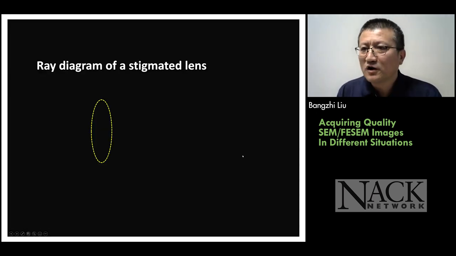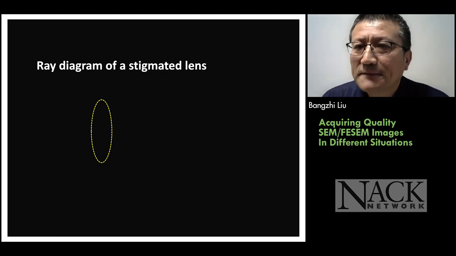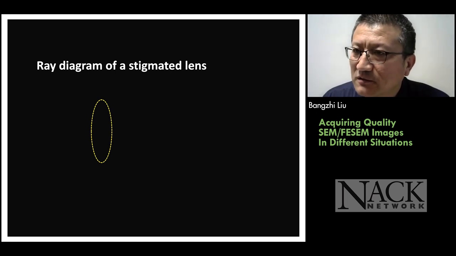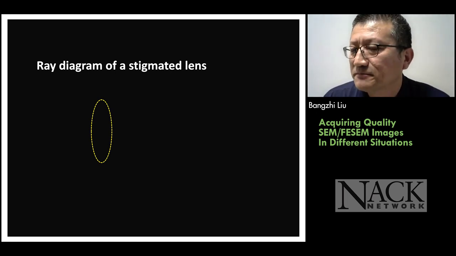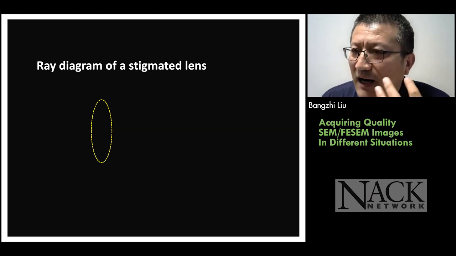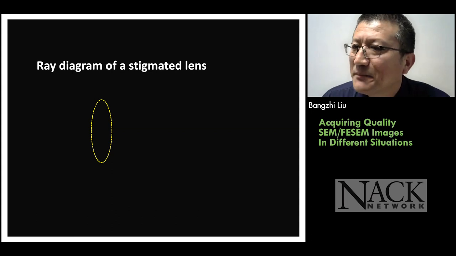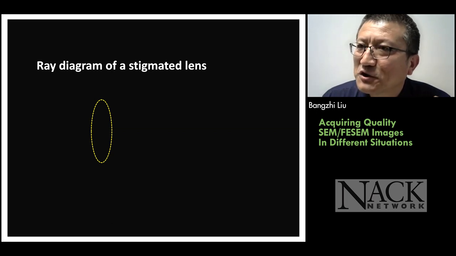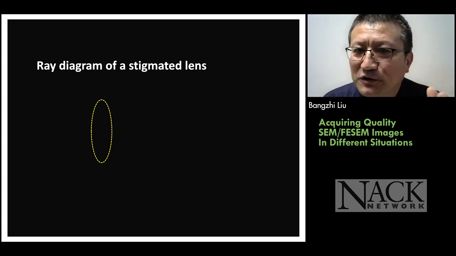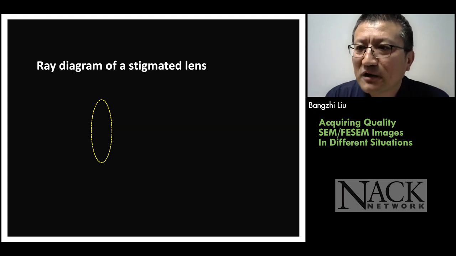Now let's look at the stigmation a little more. If the lens is not symmetrical, we're going to have a problem called astigmatism. Astigmatism is actually very common. It's in any optical system. Think about our eye: the human eye can also have this problem. If you go to a doctor and wear glasses, you might know this problem. It's called astigmatism. So what's wrong with the eyeball when you have astigmatism? The human eye should typically be a perfect spherical shape.